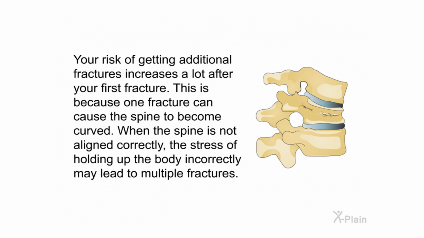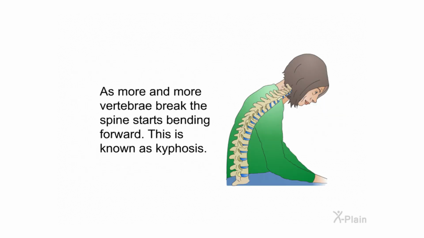Your risk of getting additional fractures increases a lot after your first fracture. This is because one fracture can cause the spine to become curved. When the spine is not aligned correctly, the stress of holding up the body incorrectly may lead to multiple fractures. As more and more vertebrae break, the spine starts bending forward. This is known as kyphosis.